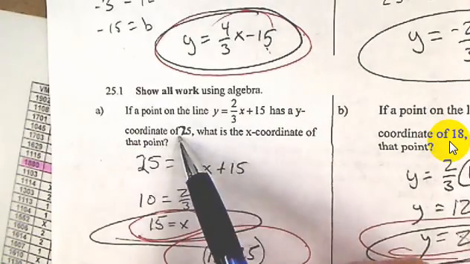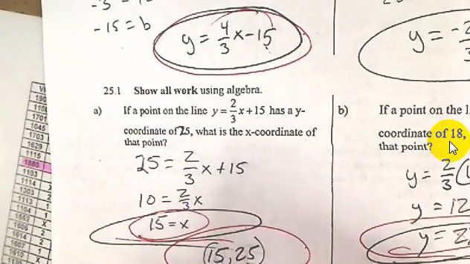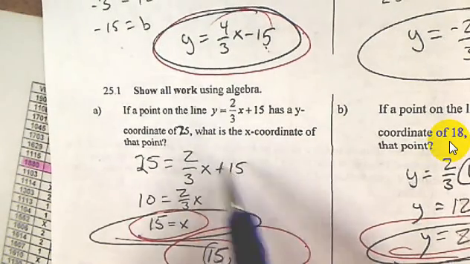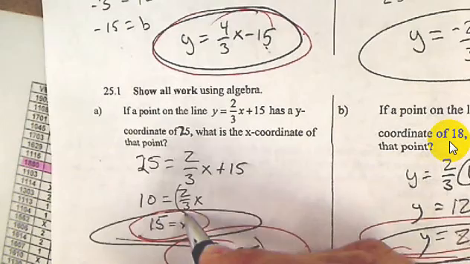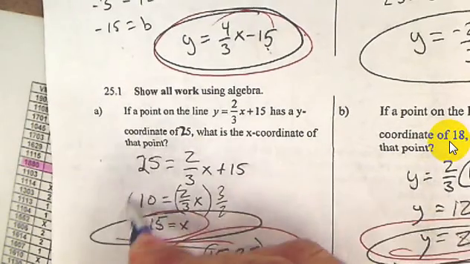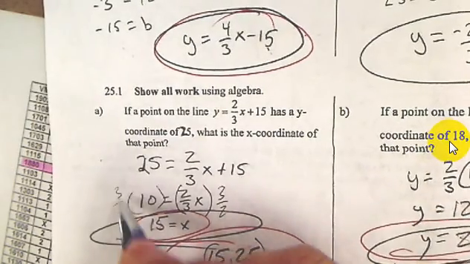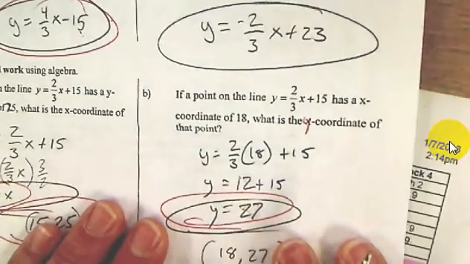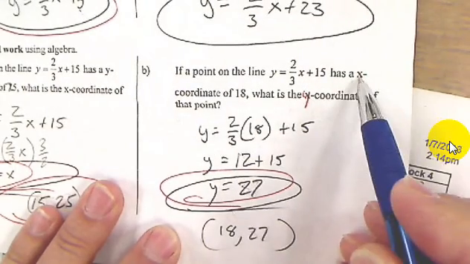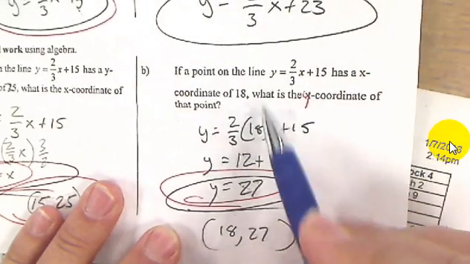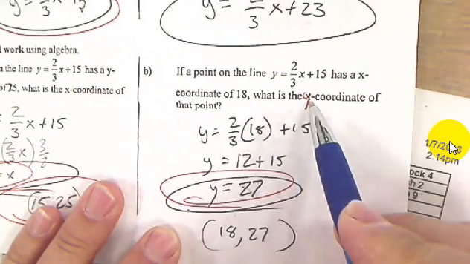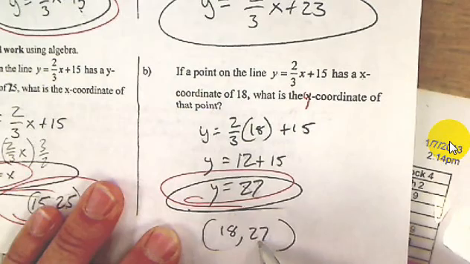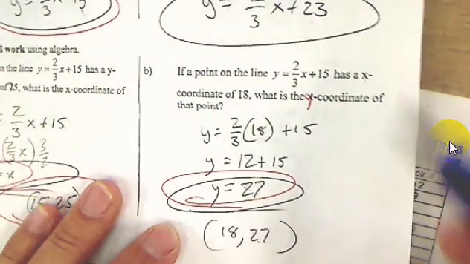So the y coordinate is 25, so I know something comma 25, so I plugged it in for the y. I subtracted 15, and then I multiplied by the reciprocal. 3 over 2, multiply each side by 3 over 2. 30 divided by 2 is 15. 15, 25 is the point. The x-coordinate of 18. So to find the y, I would then solve, and I get y is 27 when x is 18.